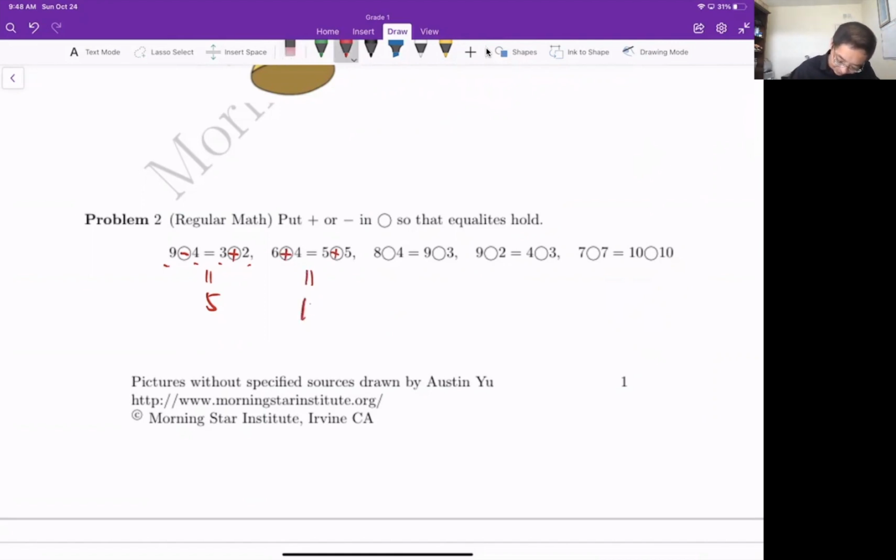And then for the third one, 8, 4, 9, 3, we can also do addition. 8 plus 4 equals 9 plus 3. Both of them equal 12. Now, 9, 2, 4, 3, we can say 9 minus 2 and 4 plus 3, and both of them equal 7. And the last one, 7, 7, 10, 10. How should we link them together? If we put a minus, 7 minus 7, 10 minus 10, both of them are equivalent to 0. All right, so this is how we make it work.